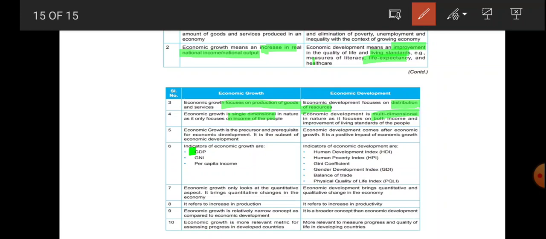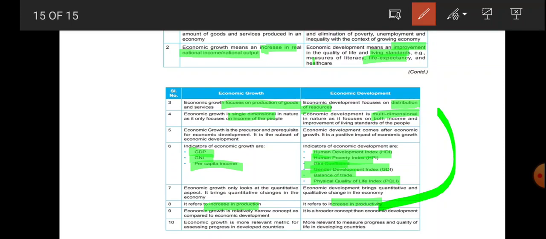Indicators of economic growth are GDP, GNI, per capita income. And for economic development, it's HDI, Human Development Index, Human Poverty Index, Gini coefficient, Gender Development Index, balance of trade, physical quality of life. Economic growth refers to an increase in production. Increase in productivity refers to economic development. These are the differences.